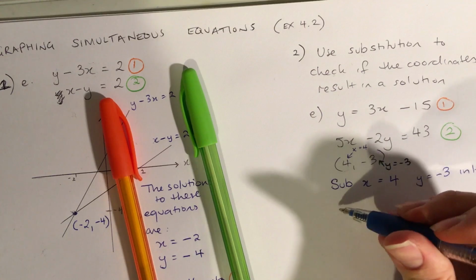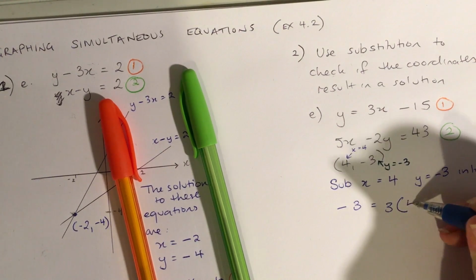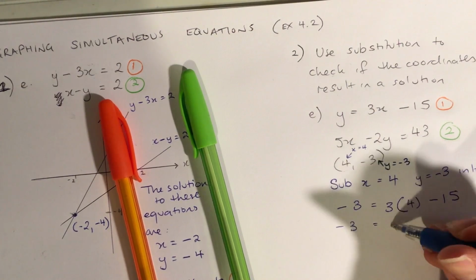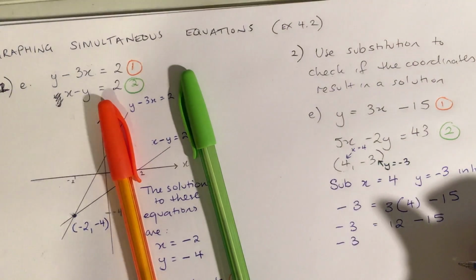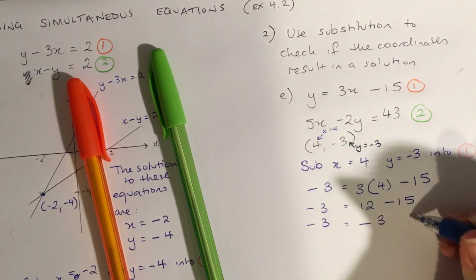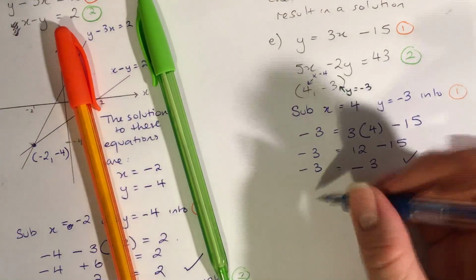So we'll get -3 is equal to 3 times 4 minus 15. -3 is equal to 12 minus 15. -3 is indeed equal to -3. Huzzah! So that works. Let's see if it works for the second one as well.